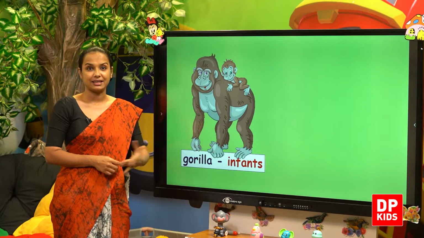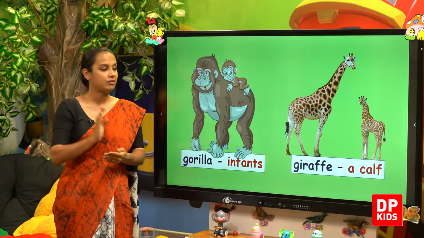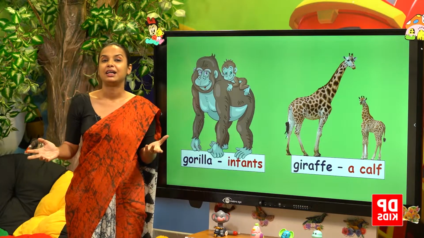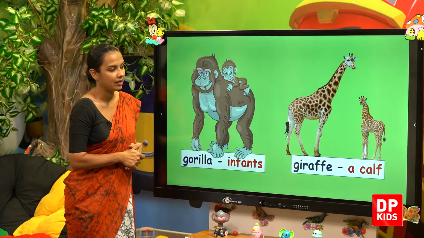Right. And next we have the giraffe, the tall giraffe. And the baby giraffe is also called a calf. A baby giraffe is also called a calf.